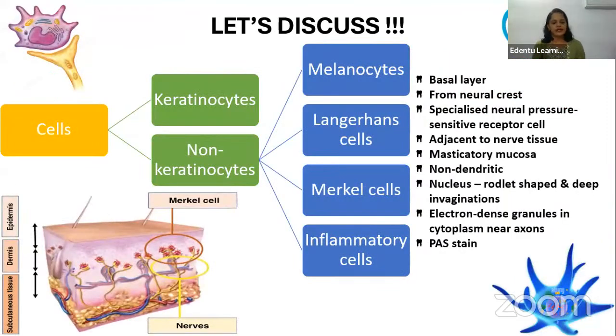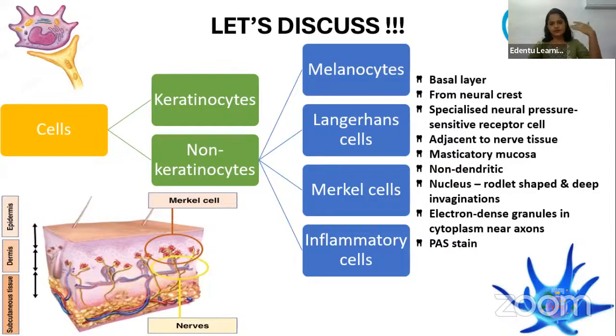Like I already mentioned, the cells in the oral cavity can be divided into two types: keratinocytes and non-keratinocytes. Non-keratinocytes include the melanocytes, Langerhans cells, Merkel cells, and the inflammatory cells like the lymphocytes, plasma cells, or mast cells. So what are these Merkel cells? They are present both in the oral cavity and in the skin. This is one diagram showing the Merkel cells in the skin. As you can see, they are present in the basal layer.